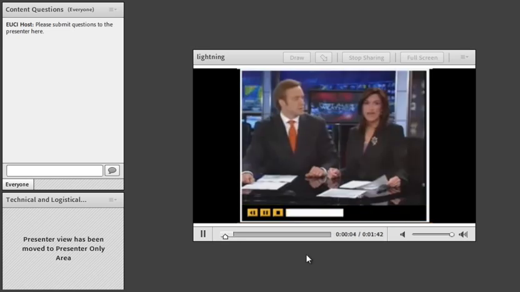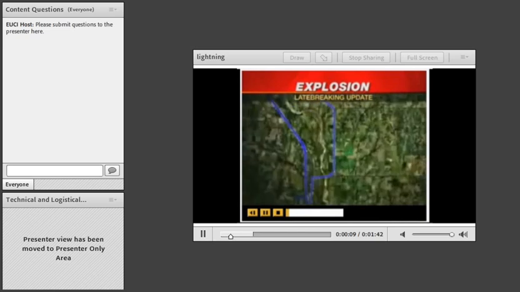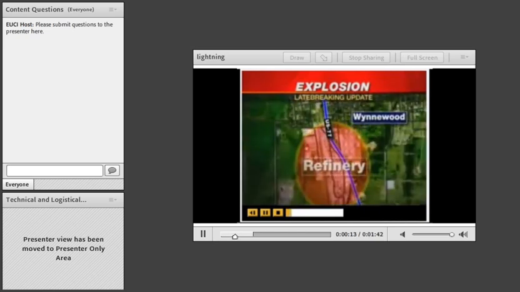It is just a dramatic thing from Wynnewood. I'm going to try to scoot back to the beginning of the video here so you could see the floating roof tank actually combust. This was pretty serious.